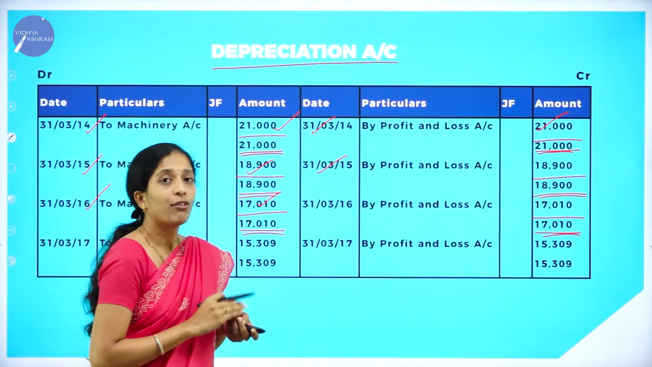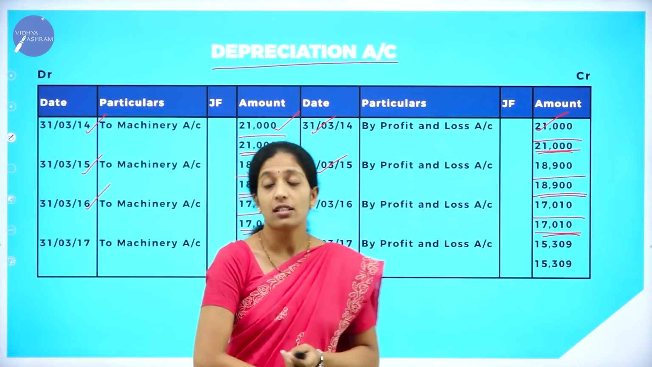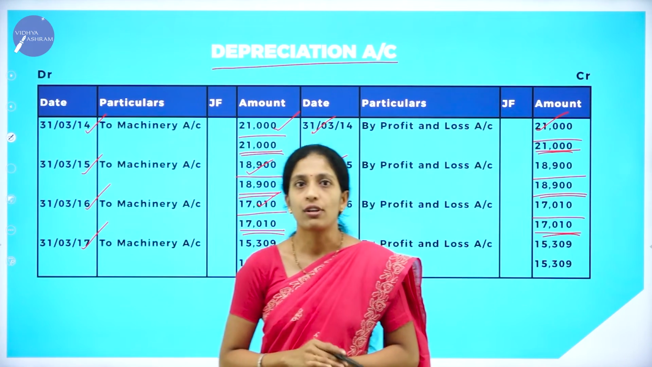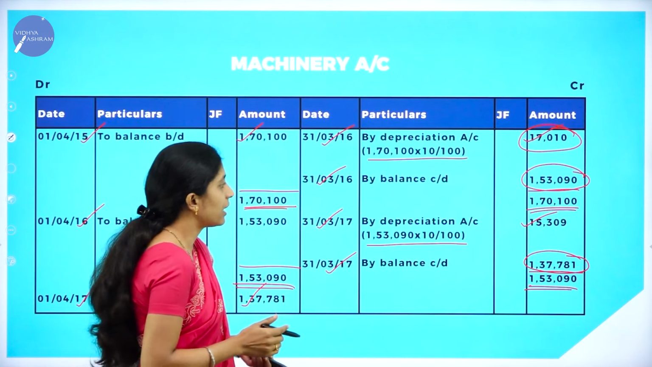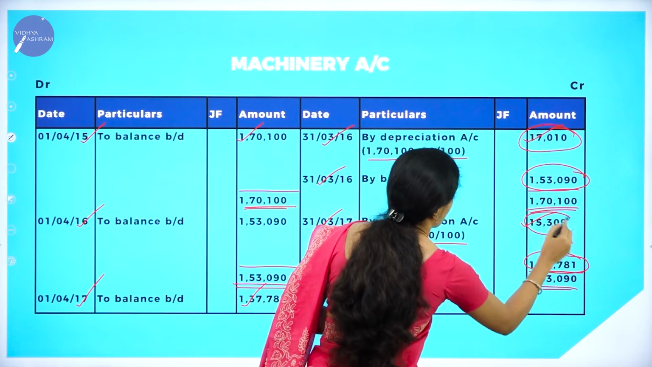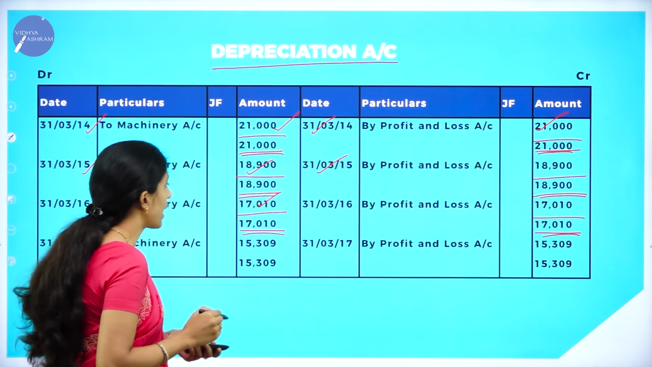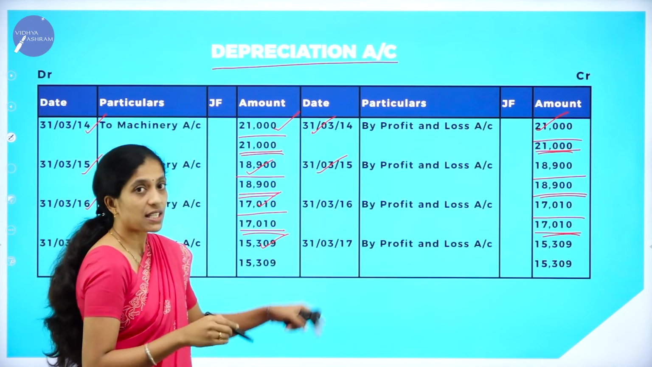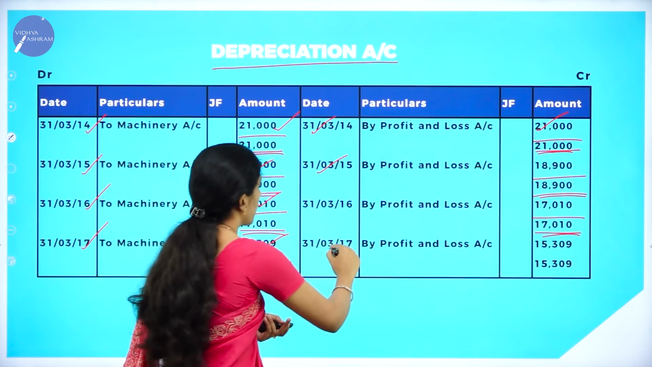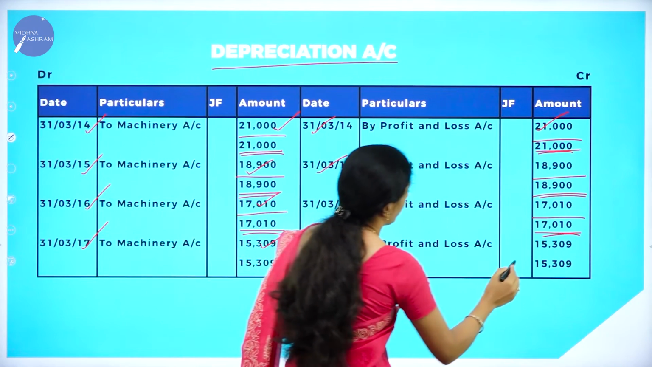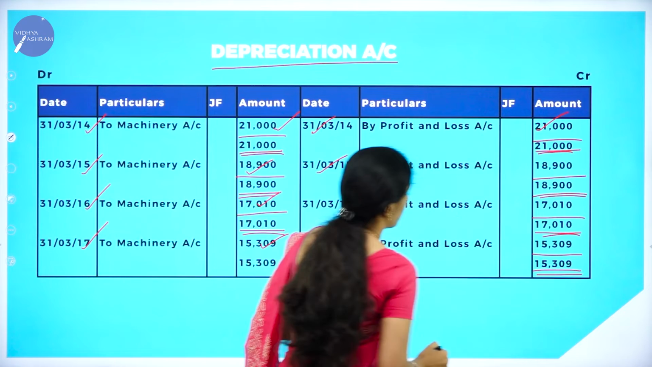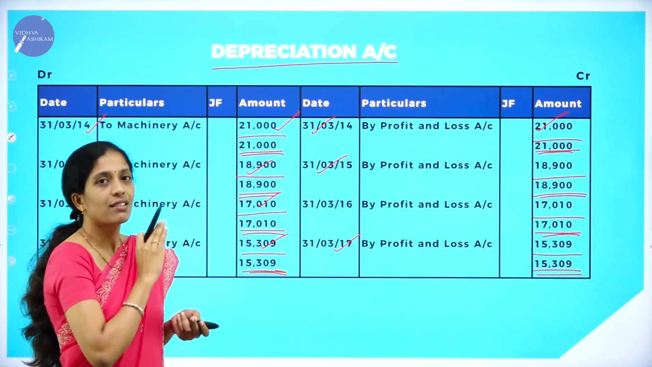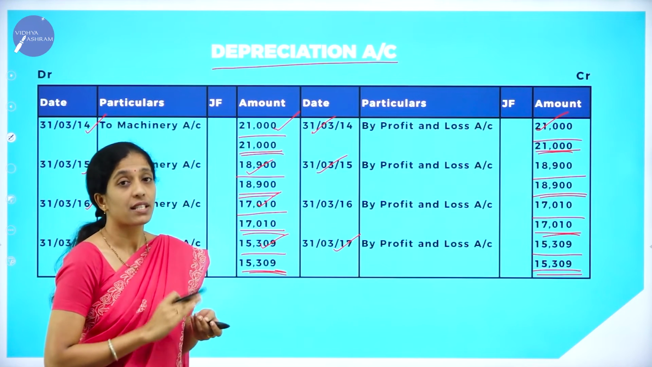In the same way, fourth year ending also, that is 31st/3/2017 to machinery account. Now what is fourth year depreciation? That is 15,309. So transfer that 15,309. Now transfer this depreciation to profit and loss account, 31st/3/2017 by profit and loss account 15,309. So both the side will be same. So this is how we are going to prepare depreciation account.